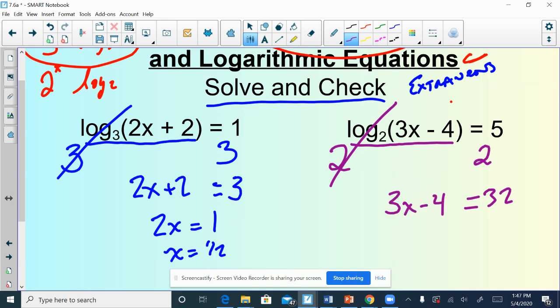And this is an equation I can fairly simply solve for, right? We would add 4 to both sides. We get 3x is equal to 36. So x is equal to 12. Remember to check your solution every time. When I plug 12 in, am I going to get a negative number here? No, I'm going to get 36 minus 4, that would be 32. Okay? You could take it a step further and do the change of base formula. Log base 2 of 32, do you actually get 5? You will.